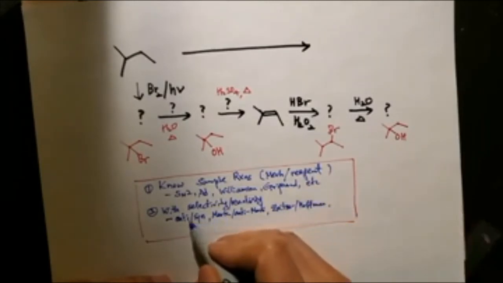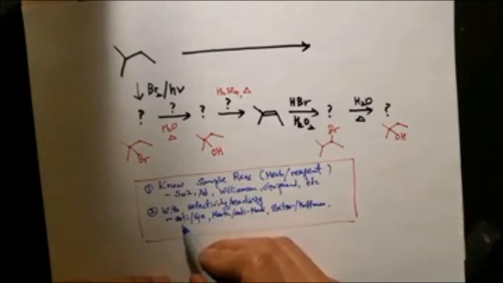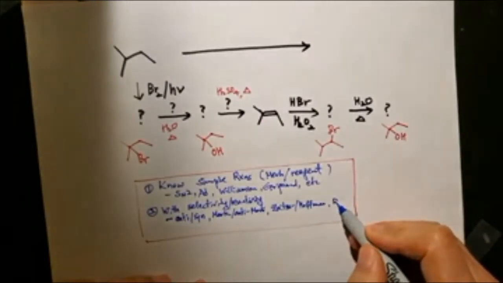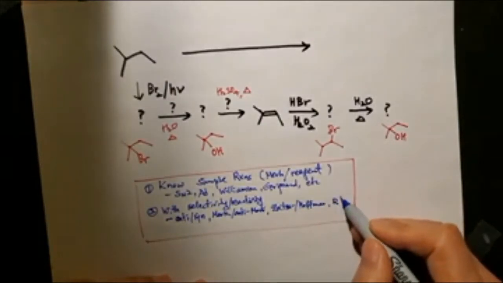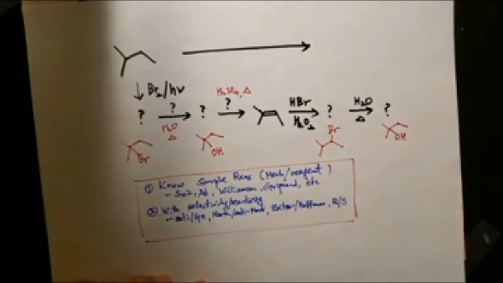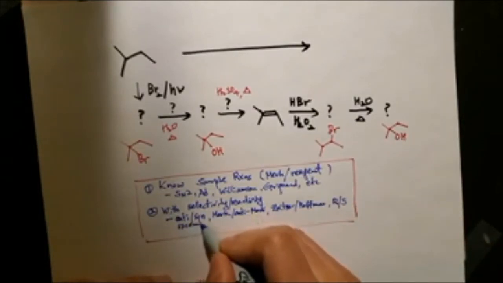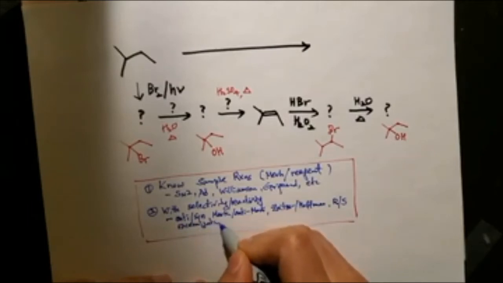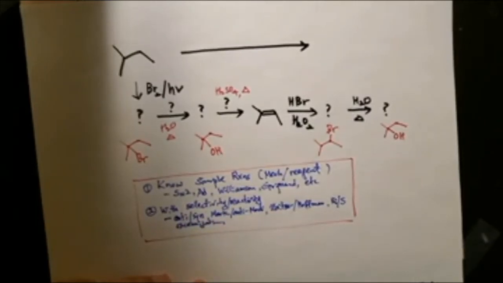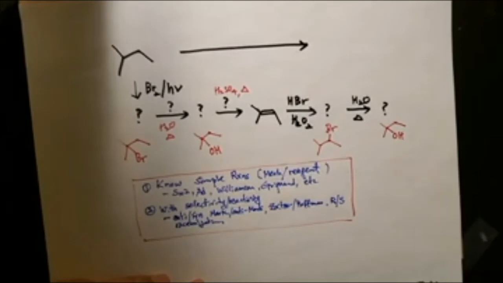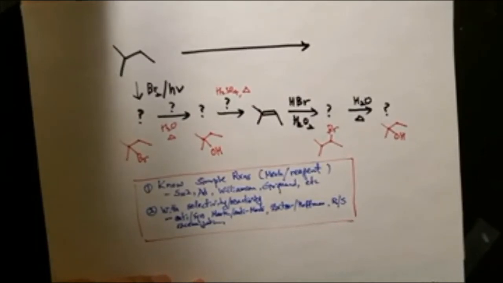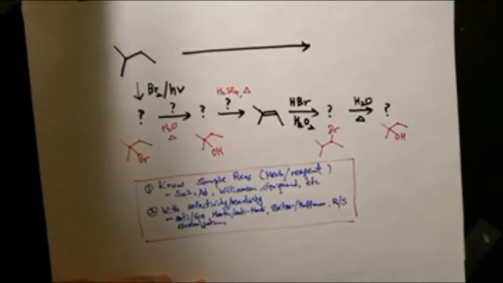What else? Well, when you do substitution, you could have inversion of configuration from R to S, S to R. Or in SN1, you could have racemization. So when you notice the product is a racemization product, then you have to connect it with SN1. That gives you an idea about what reagent you need, things like that.